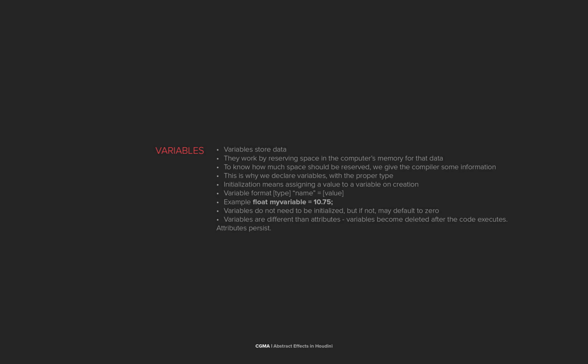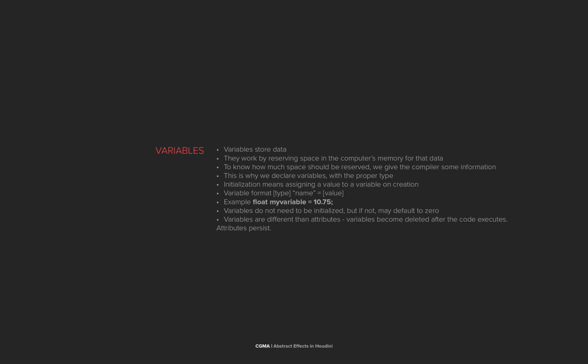You may remember variables from your elementary math classes and algebra classes, and they're really not much different when it comes to coding. They're just placeholders for information. And all they really do here is store data and save that data in your computer's memory. So that's it. Just remember that a variable is just storing data, and it is reserving space in your computer's memory for that data.